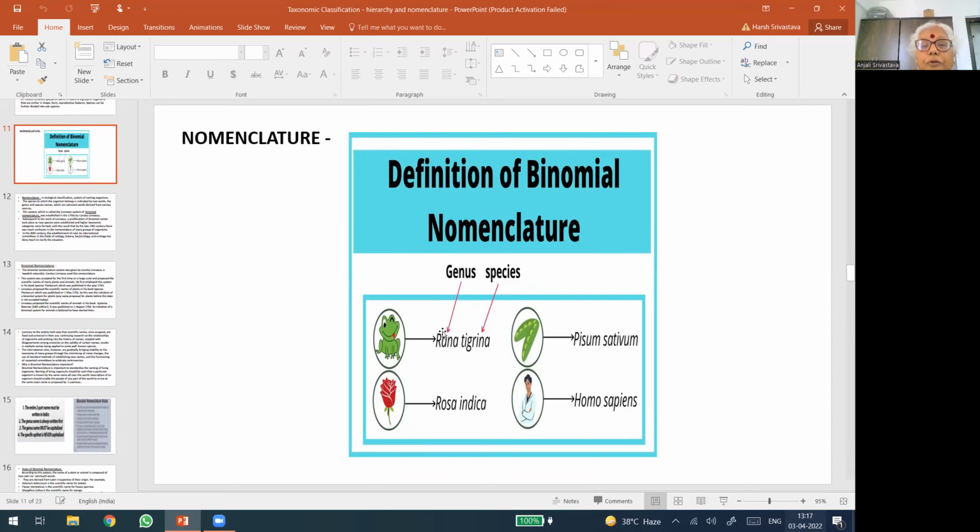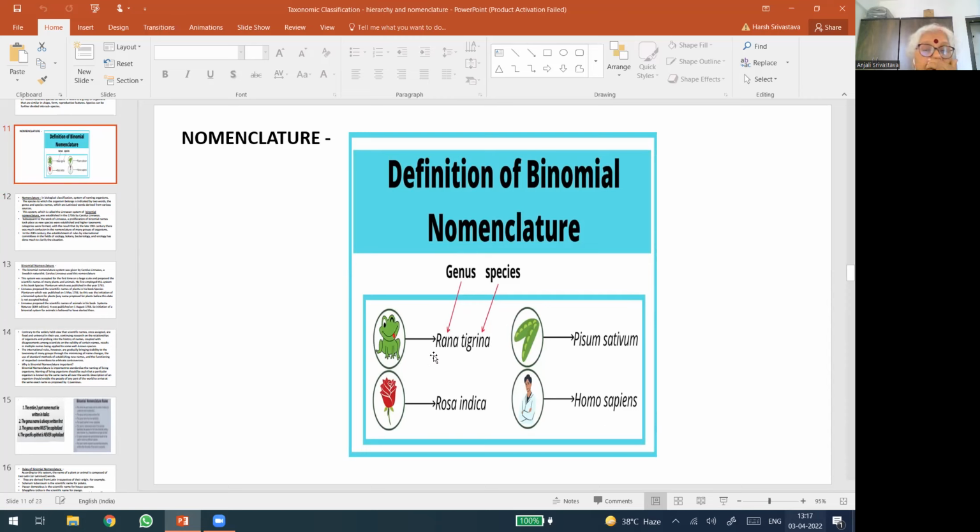One more thing you should note here is that when we write the binomial nomenclature, it is written in two terms, Rana and tigrina. Rana, the generic name, starts with a capital R, and tigrina, the species name of the frog, the species epithet, starts with a small t. So this is the generalized rule of writing the binomial nomenclature in the world of taxonomy.